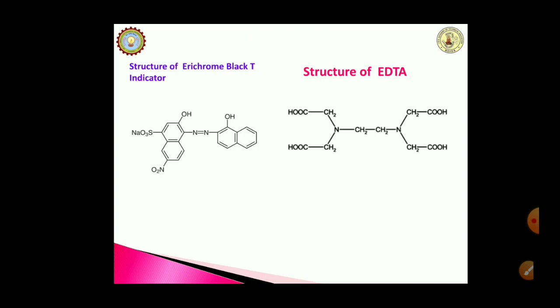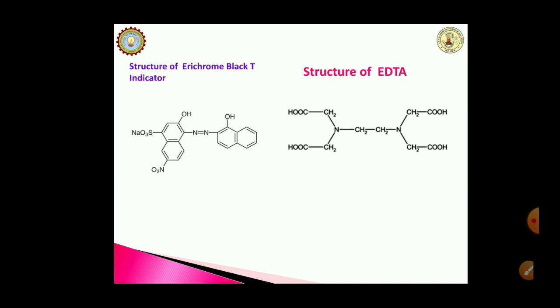Now before moving to the procedure and theory of this experiment, let us have a look at the structures of the two reagents which are going to form complex with the hardness causing ions. One is EBT, which is going to act as a metal ion indicator. It is specifically called a metal ion indicator because it binds with the metal ion to give one precise color or specific color.